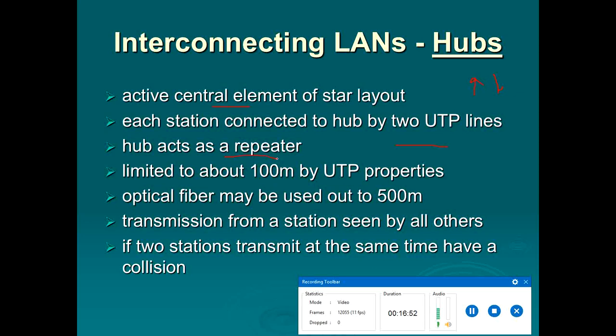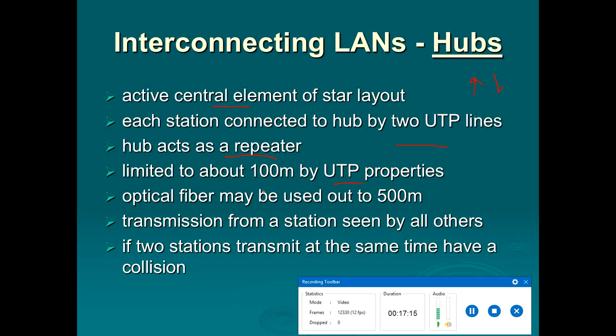Hub can also act as a repeater. So when a single station transmits, the hub repeats the signal on the outgoing line to each station. Also, ordinarily, the line consists of 2 UTP pairs and it is limited to about 100 meters by UTP properties.